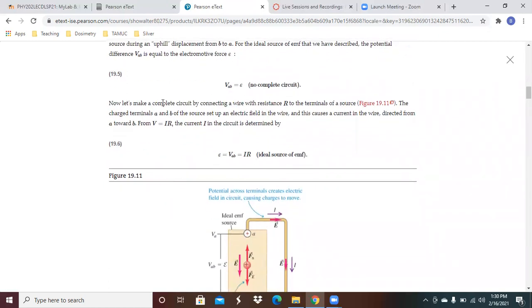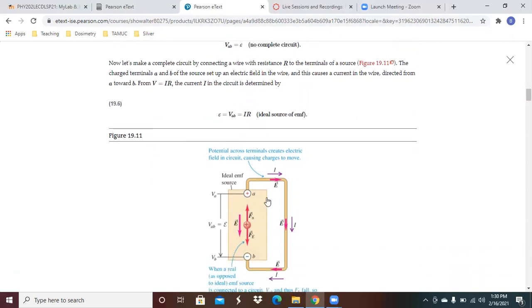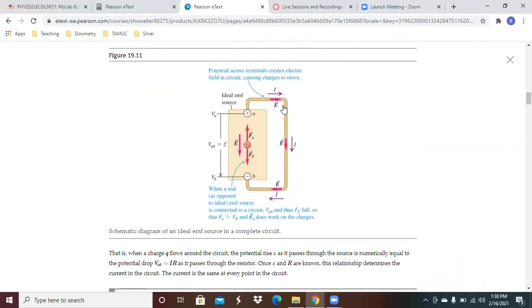So now let's throw the switch. We've completed the circuit. And the charged terminals A and B of the source set up an electric field in the wire. And this causes a current in the wire directed from A to B. We're going to use Ohm's law in this particular case. The electromotive force is going to be equal to V from A to B, and that's equal to IR. Again, this is for an idealized setting.